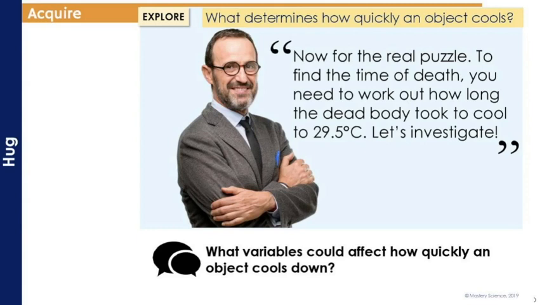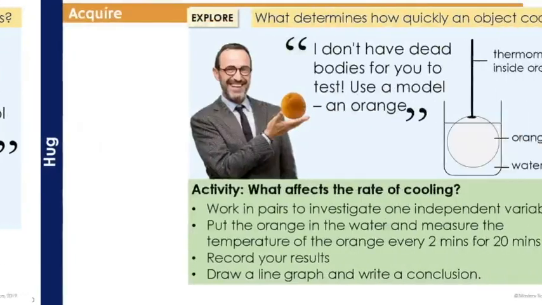So they do an experiment, and they first think about what variables could affect how quickly a warm object cools down. So we're thinking about what variables could affect it. That's kind of like the detect stage. They're thinking, what do I already know that could help me here? Then we go on to an explore activity, which is where they do an investigation.